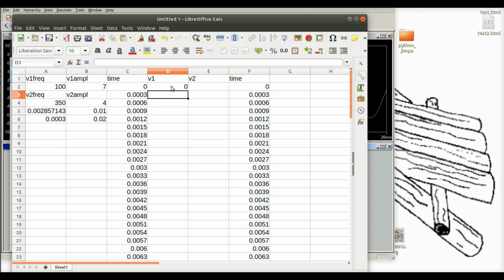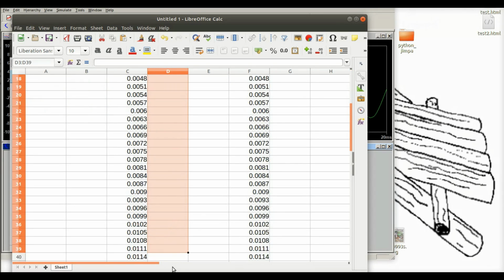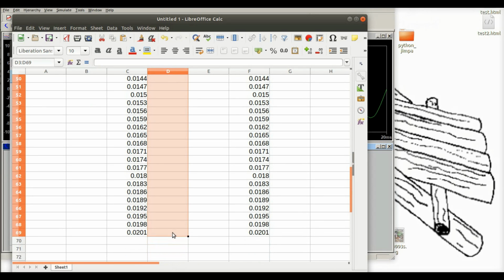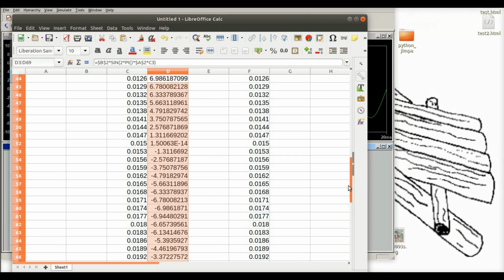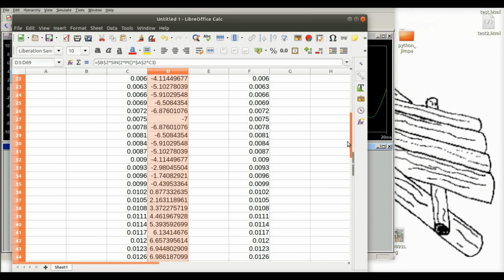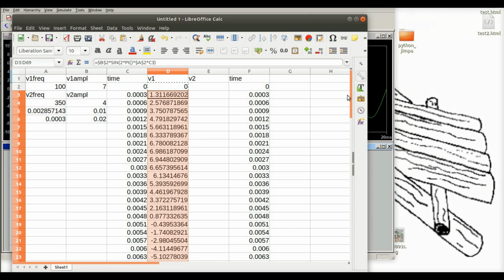Now 0, because the sine of 0 is 0, so that one's not very interesting. But as I copy D2 in this case, and then I highlight and hit Control V, you see I get those voltage levels. I get instantaneous voltage levels at those times, and that's what we want to do.